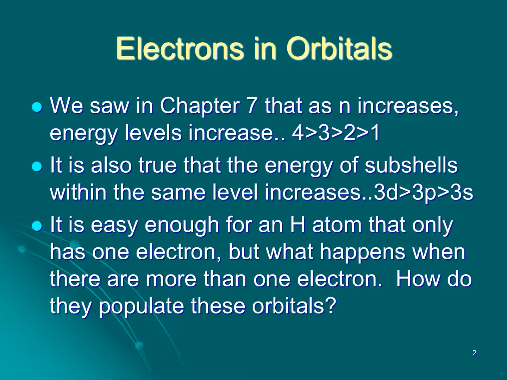So if we only have one electron, then it's pretty easy to see what's happening. But what do we do if there's more than one electron? How do they populate these orbitals? So that's the main goal of this chapter.